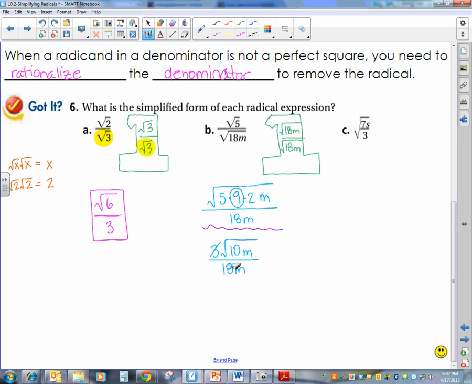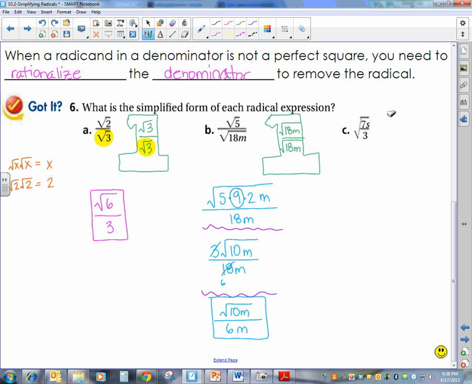Well, 3 goes into 18 6 times. So that leaves us with a final answer of the square root of 10m over 6m. Okay, one's underneath the radical, the other one's not. So they cannot be simplified. And yes, we could have avoided simplifying here had we simplified our radical first, but I felt at this level it was better to do it that way.